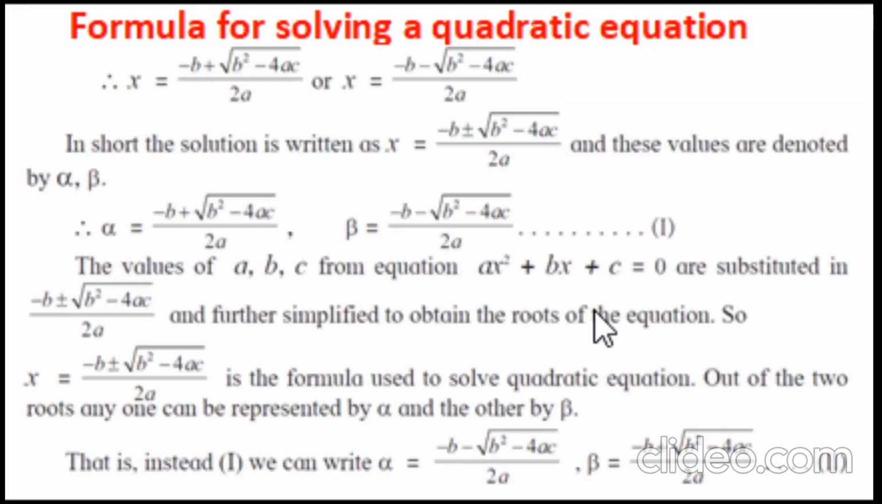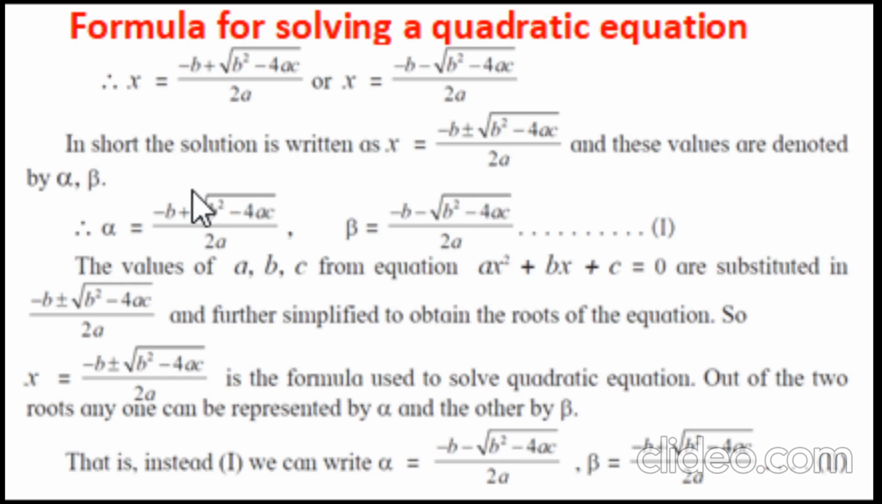Okay, let's begin. So there is a formula for solving a quadratic equation. In this 2.4, we are using the formula to solve the quadratic equation. The formula is: x is equal to minus b plus minus root b square minus 4ac upon 2a.